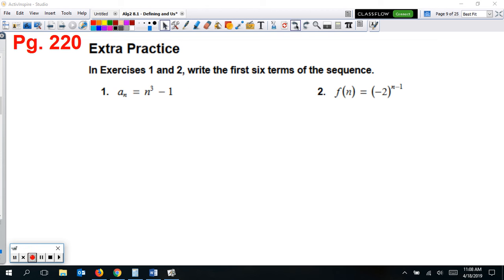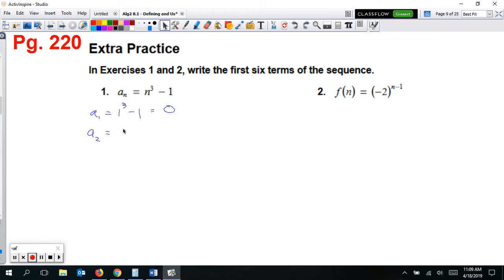So first of all, let's plug in 1. So this is going to be a of 1. I'm going to do it just the way it says it here, a of 1. So our first term, 1 to the third power minus 1. 1 to the third power is 1, and 1 minus 1 would be 0. So our first one there is 0.